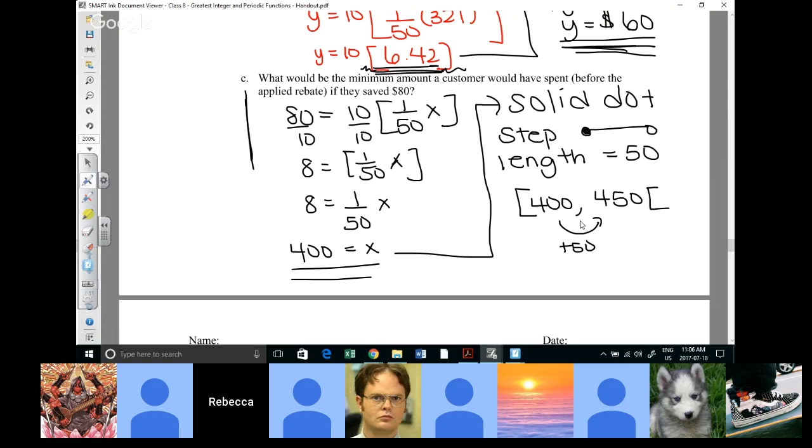Exactly. If B is positive, the first dot is closed. I would subtract 50 if B had been negative. If B was negative, then my step would have been like this, and the 400 would have been the end, and I would subtract 50 to give me 350.